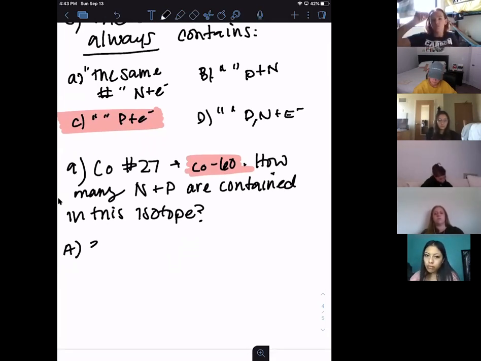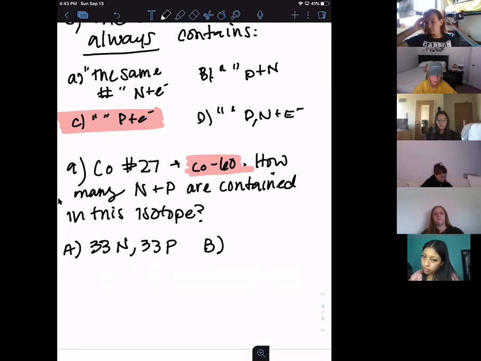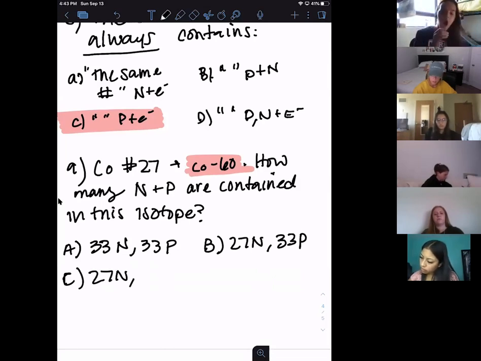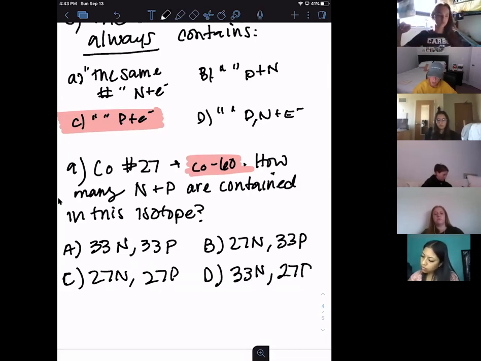Neutrons. So 33 neutrons, 33 protons. We have 27 neutrons, 33 protons. Oopsie. We would have 27 neutrons, 27 protons, or we have 33 neutrons and 27 protons.